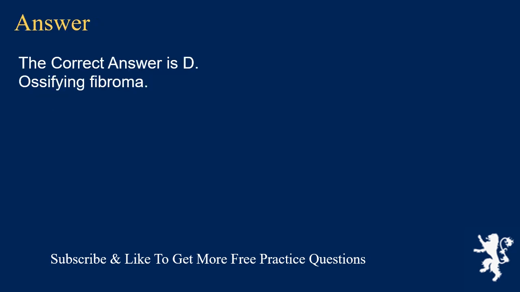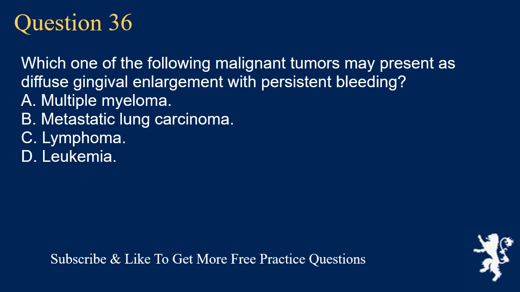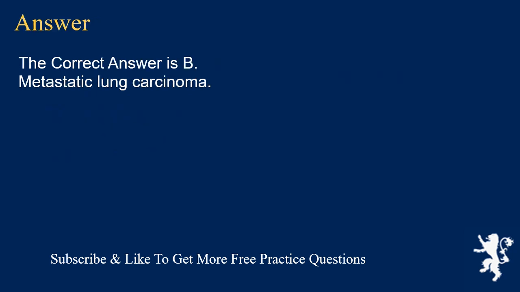Ossifying fibroma. Question 36. Which one of the following malignant tumors may present as diffuse gingival enlargement with persistent bleeding? A. Multiple myeloma. B. Metastatic lung carcinoma. C. Lymphoma. D. Leukemia. The correct answer is B.